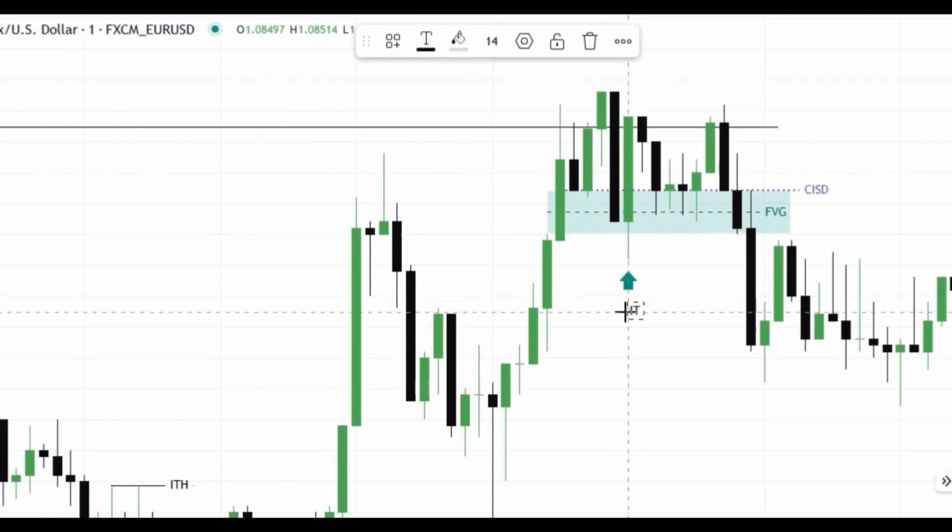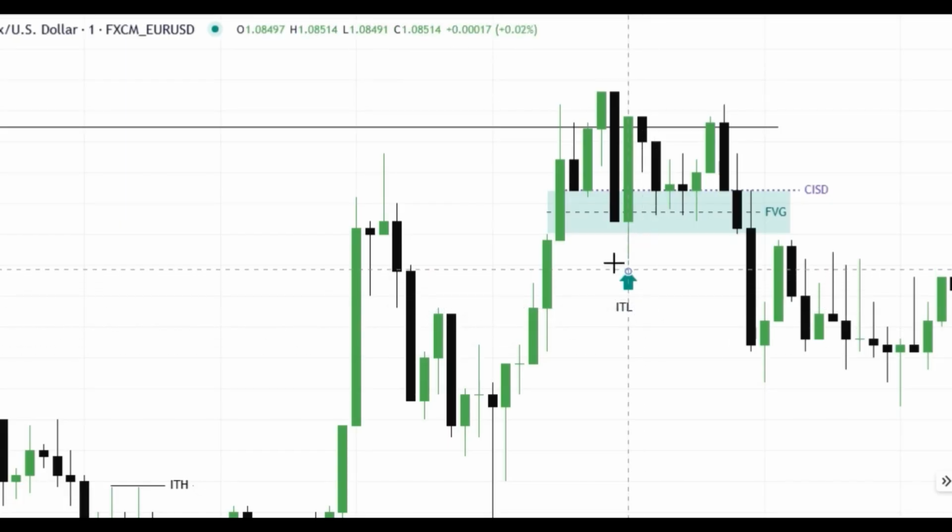Now, if this gets taken out, what happens? Both your short-term low and the FVG here get broken, which amounts to 3 failed PD arrays. The price comes, takes out the short-term low, moves into this FVG, and drops.